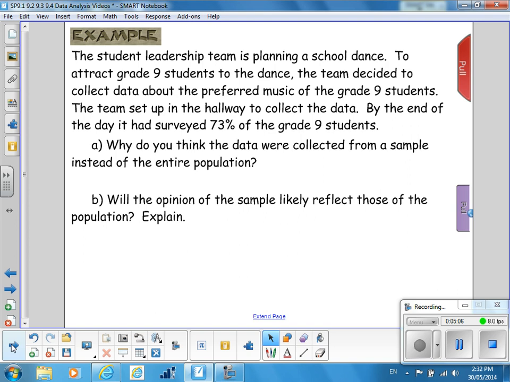Well, we surveyed 73%, so that's pretty close to 3/4 of the students. So it is fairly likely that this sample will reflect the thoughts of the population.